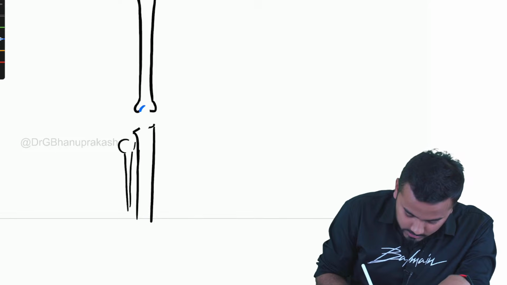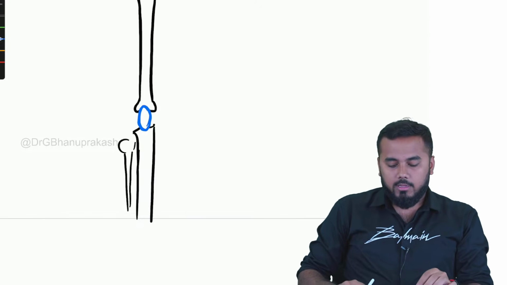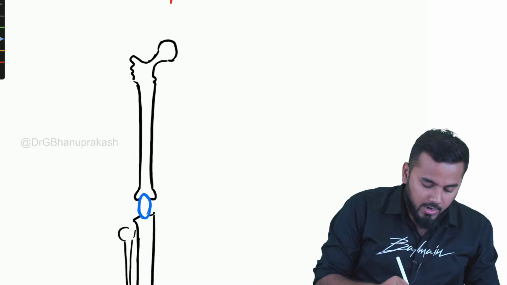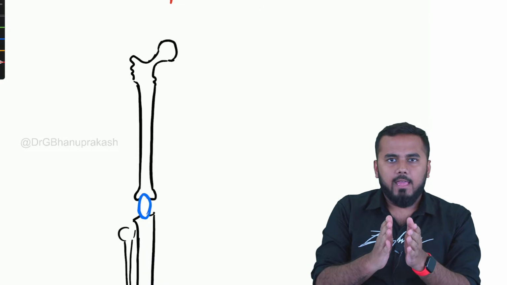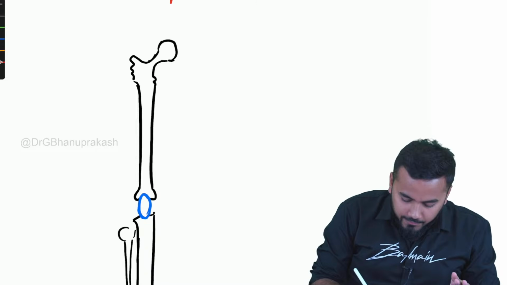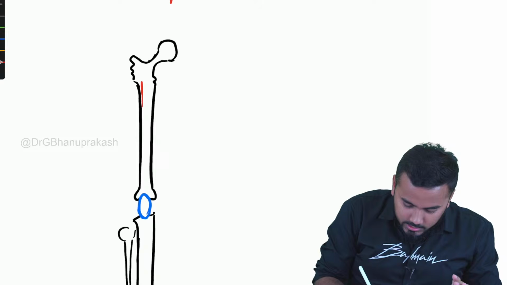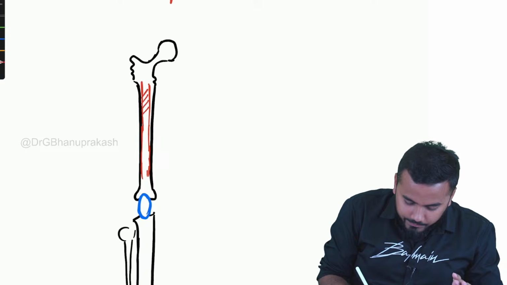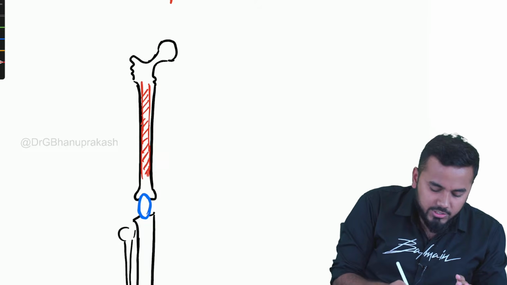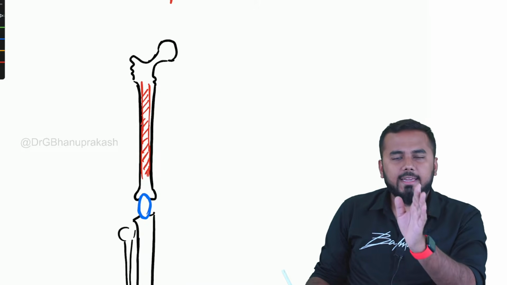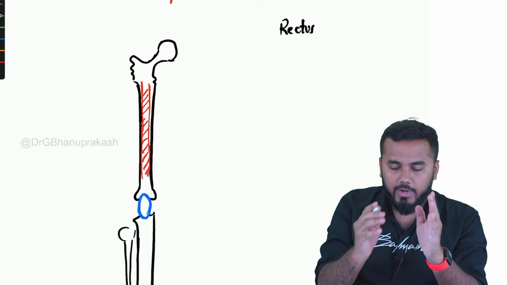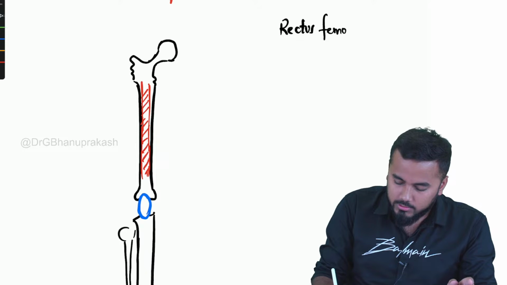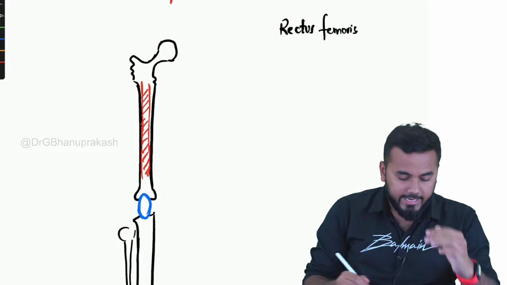All of you look here now. Just stop commenting. Apart from sartorius, we have got a few muscles. The first muscle is straight and it is in the center. See, it is straight like this and in the center. A muscle which is straight, in Latin you call it rectus. It is on the femur bone, so rectus femoris.